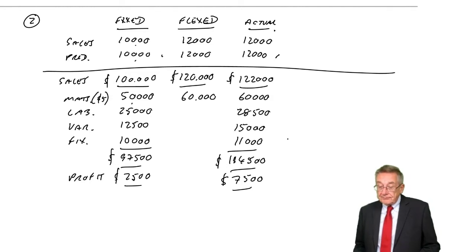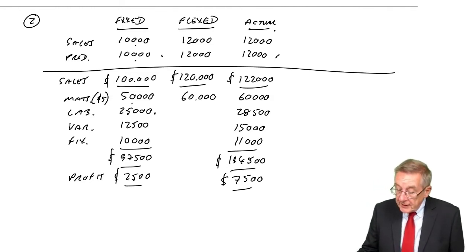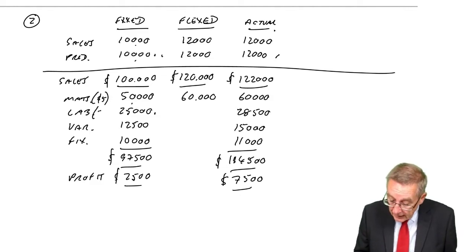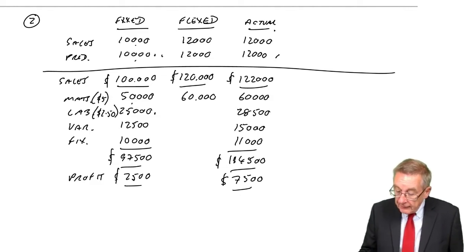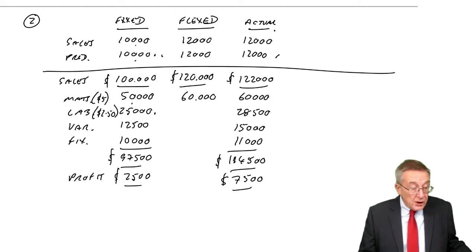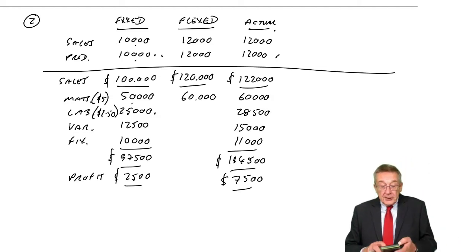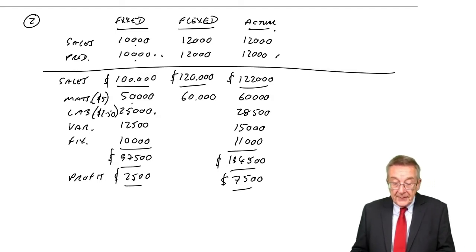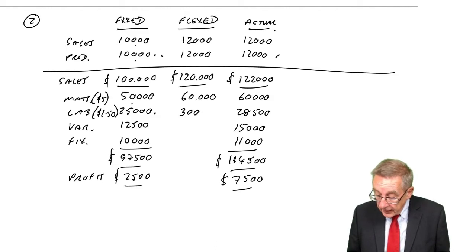What about labour? We budgeted 25,000, thinking we'd produce 10,000 units. It should have been $2.50 a unit. And how many did we produce? We actually produced 12,000. And so how much should we have spent at $2.50 a unit? We should have spent 30,000.